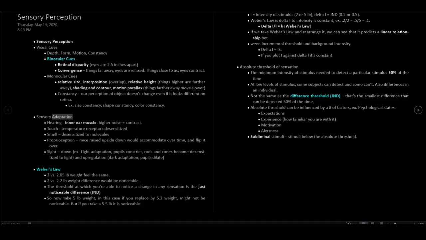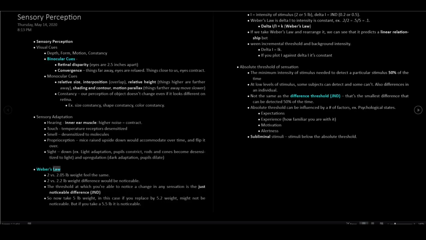Sensory adaptation. Hearing: inner ear muscle, higher noise equals contract. Touch: temperature receptors desensitized. Smell: desensitized to molecules. Proprioception: mice raised upside down would accommodate over time, and flip it over. Sight: light adaptation, pupils constrict, rods and cones become desensitized to light, and upregulation; dark adaptation, pupils dilate.